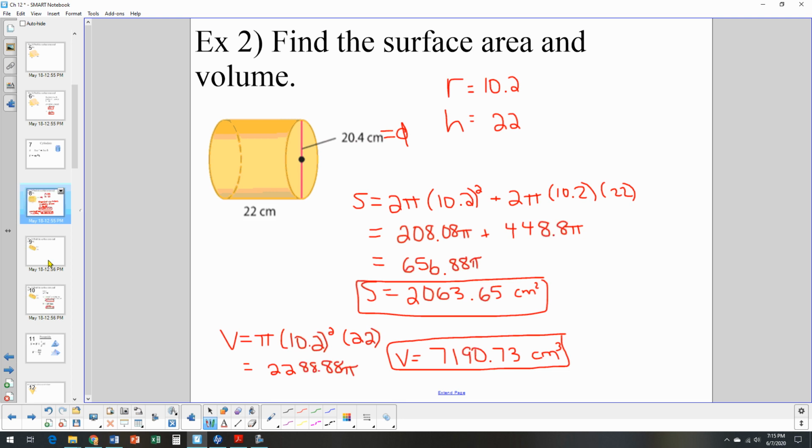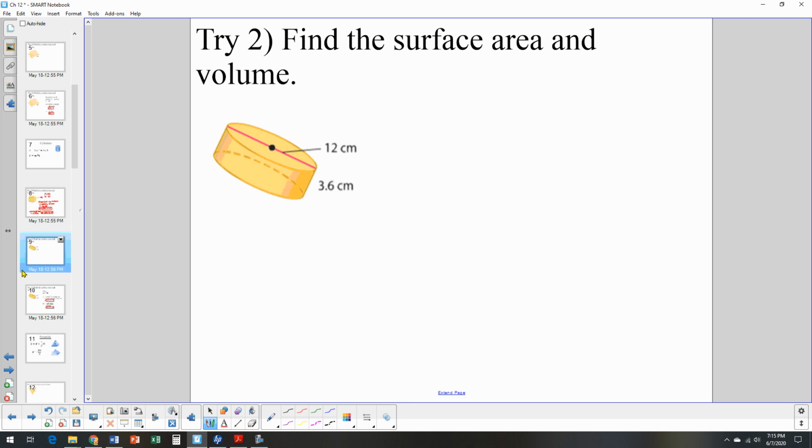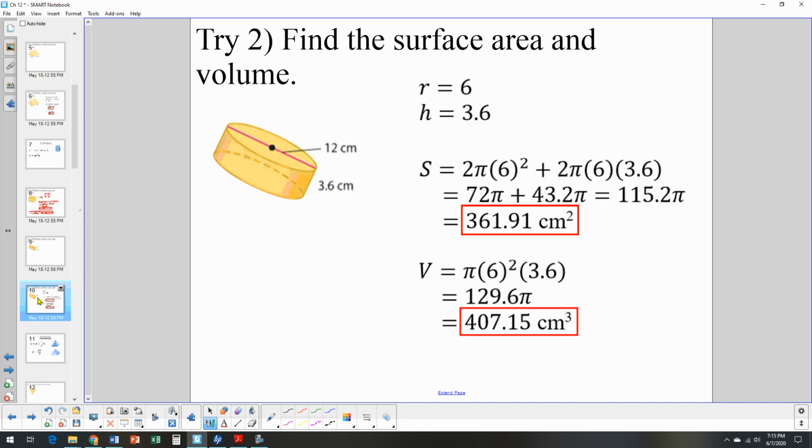All right, you're going to go ahead and try the next one. Pause when you're ready, come back and see your answer. All right, so try 2 should have had a surface area of about 361.91 square centimeters and a volume of about 407.15 cubic centimeters. The radius in this case was 6. The whole diameter was 12, so the radius was 6.